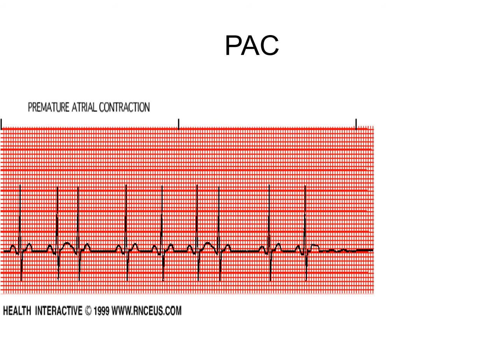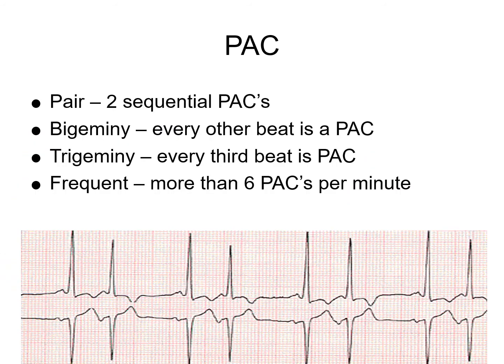So here are some examples of a few PACs. Sometimes you can get a pair of them. Sometimes it could be a bigeminy, an actual pattern where it's every other beat, or a trigeminy, every third beat, or more frequent, more than 6 beats a minute.